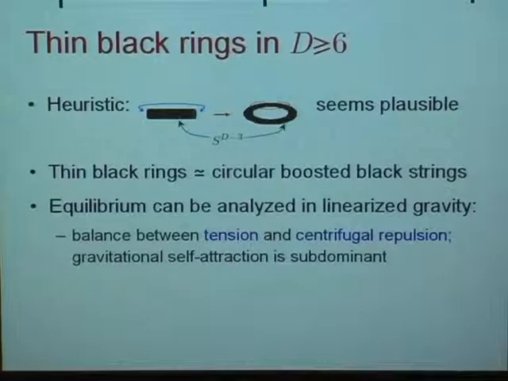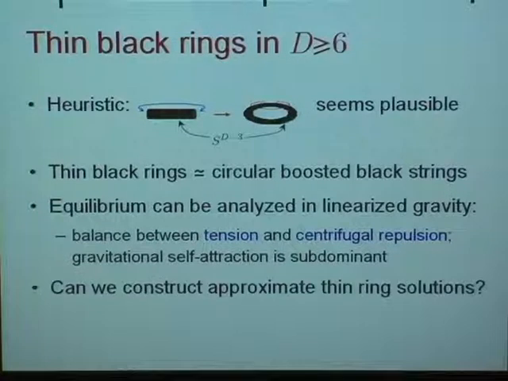This is a question that, in fact, for thin black rings, can be analyzed just using linearized gravity. And the reason is that when you have a thin black ring, then the balance of forces is just between the tension of the black ring and the centrifugal repulsion, because these things are confined to a plane. The gravitational self-attraction dies away faster and faster with the number of dimensions, so this is a subdominant effect. And then the idea is, well, can we construct at least approximate thin ring solutions? Well, we think we can, well, in fact we have, using the method of matched asymptotic expansions, which was used in a related context by Troels Harmark and Dan Gorbonos and Barak Kol.